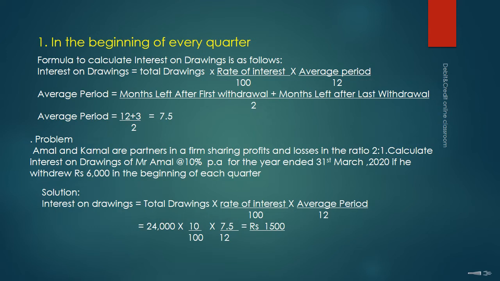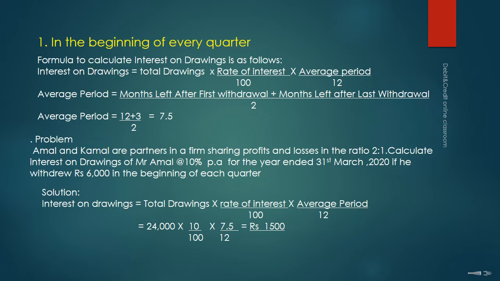Average period is equal to months left after the first withdrawal plus months left after the last withdrawal divided by 2. So if it is in the beginning of every quarter, and the accounting period starts on 1st January and ends on 31st December, the first withdrawal will be in the beginning of January, and the second withdrawal will be in the beginning of April, and like that. So the months left after the first withdrawal will be 12, because we are withdrawing in January at the beginning, so we have to include January also. So 12 months.